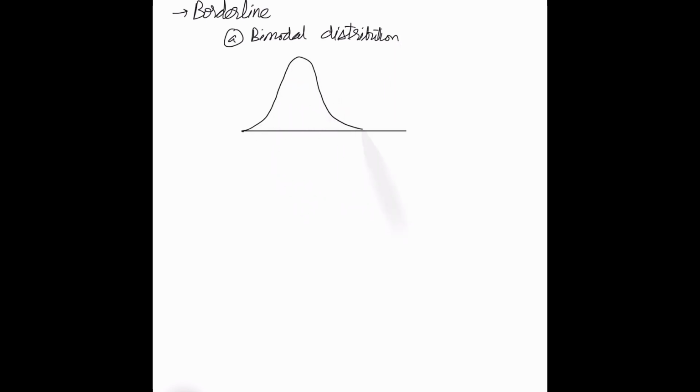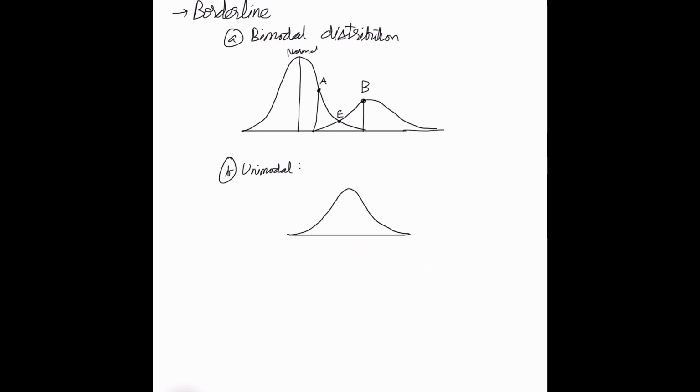Then we discuss the concept of borderline across bimodal and unimodal distributions. So bimodal distribution is when you have a normal curve followed by a curve for the diseased. Usually they can overlap, and I'm marking a few points here. E is where they intersect, and A and B are the borderlines respectively for bimodal. Now for the unimodal distribution curve, normal values are in the center, I'm going to mark points C and D, and everyone beyond D is diseased.